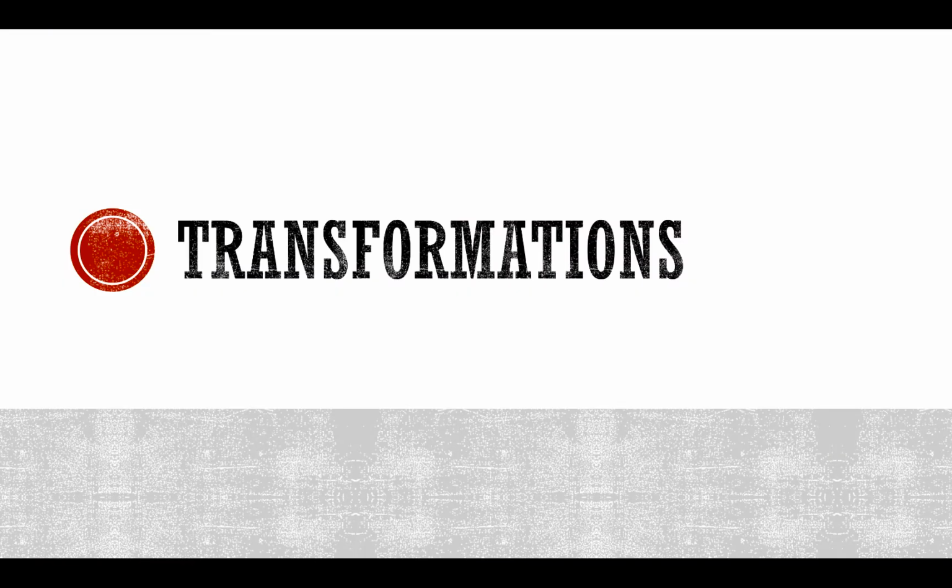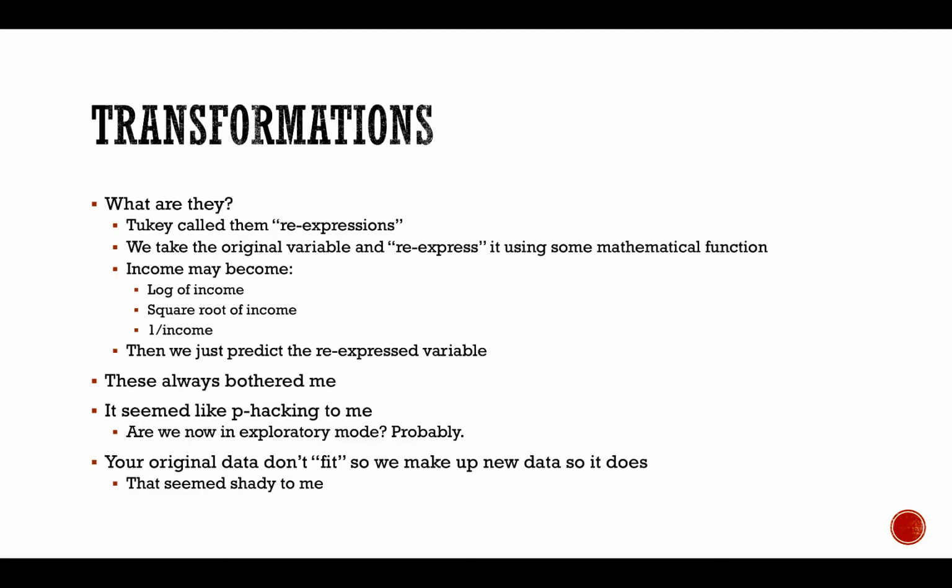Now on to some transformations. So what are they? Well, Tukey called them re-expressions is all. We take the original variable and re-express it using some mathematical function. So income, for example, may become the log of income, the square root of income, or 1 over income. And so what we then do is try to predict the re-expressed variable. And this always bothered me when I was younger. It seemed like p-hacking to me.